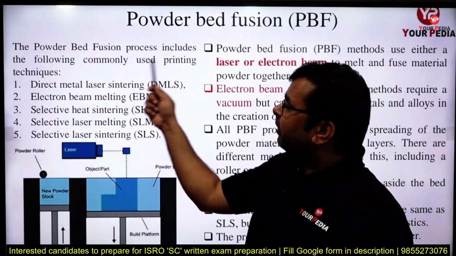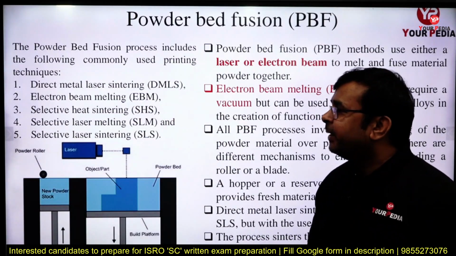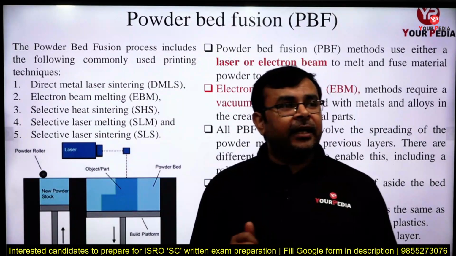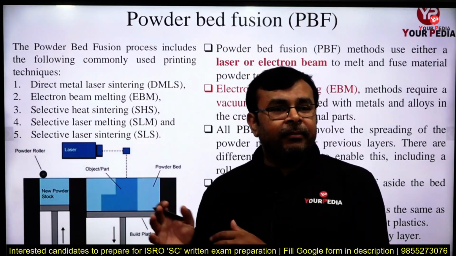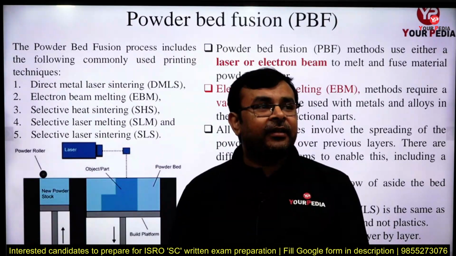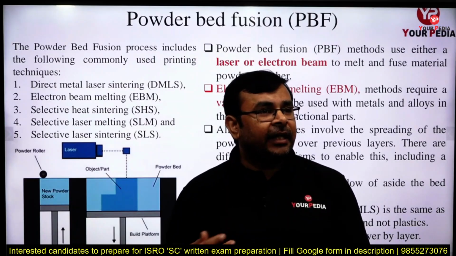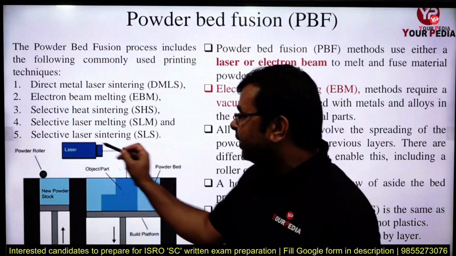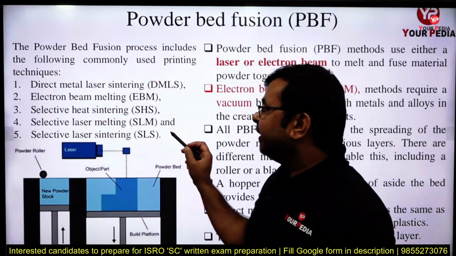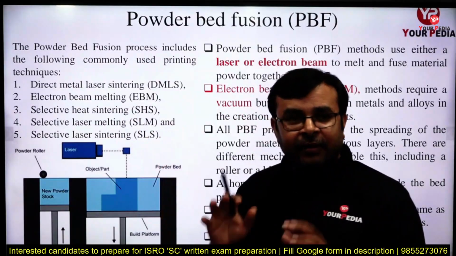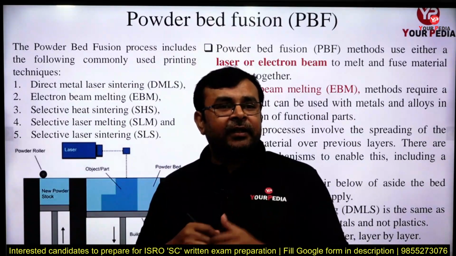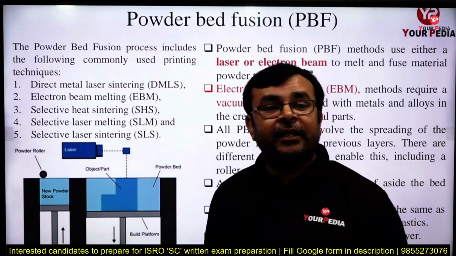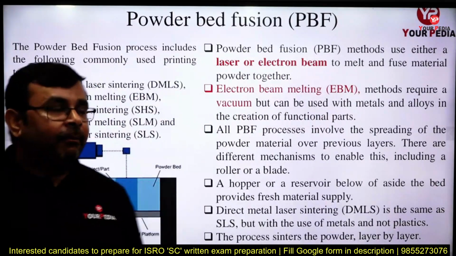Okay, so the powder bed fusion process includes the following commonly used printing techniques: direct metal laser sintering (DMLS), electron beam melting, selective heat sintering, selective laser melting (SLM), and selective laser sintering (SLS). These are a few names, especially selective laser sintering, selective laser melting and electron beam melting. These are the very common names in which extensive research is already going on, especially for 3D printing of metals.